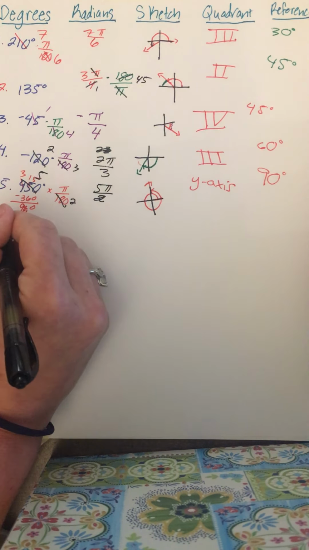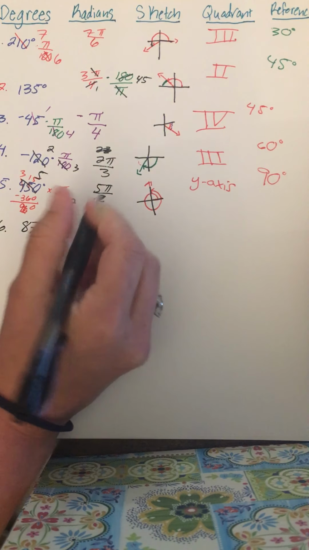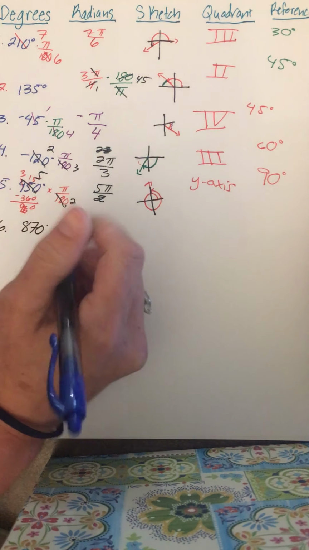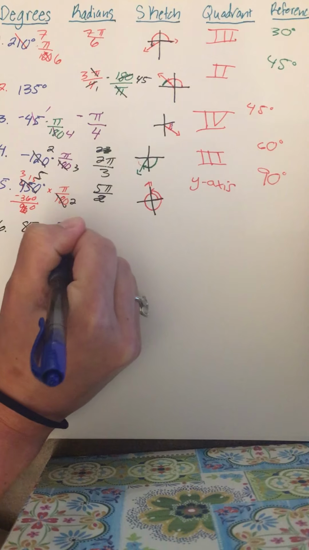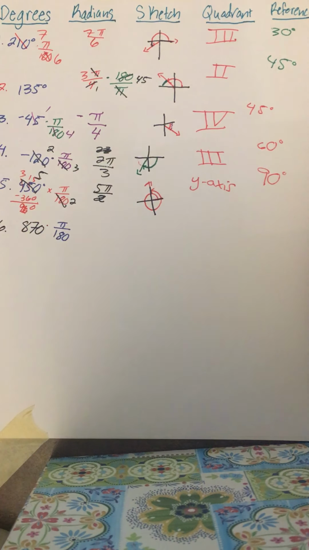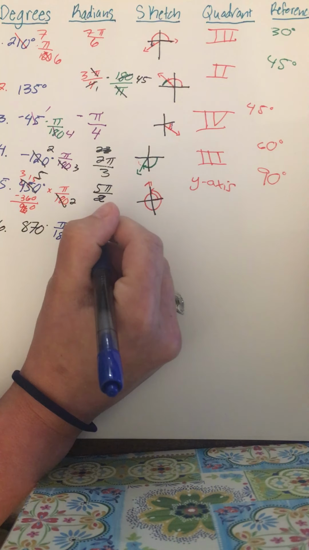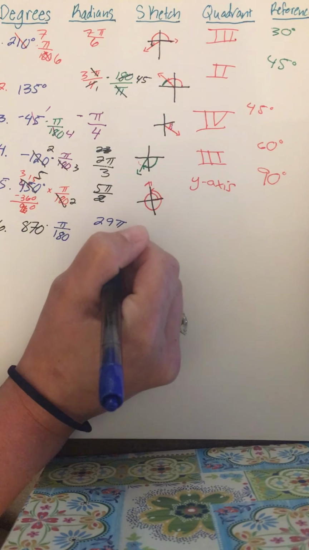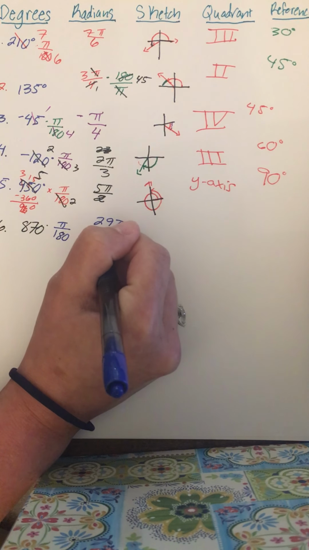Okay, number 6. This is 870 degree rotation. So again, to go from degrees to radians, we multiply by pi over 180. And you guys can simplify this one in your calculator if you would like. It will give you 29 pi over 6.